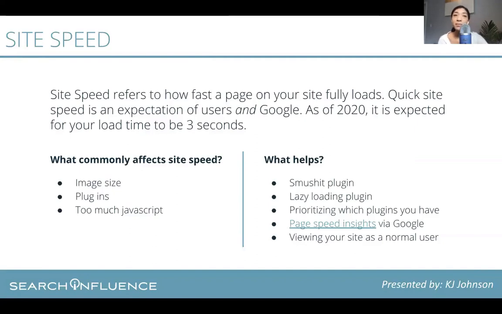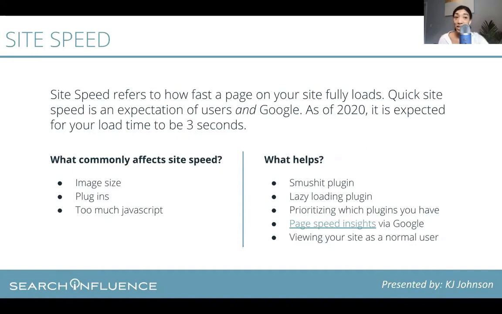To remedy some of these common issues, you can use the Smush It plugin, which allows you to optimize images without sacrificing image quality, or the Lazy Loading plugin, which delays the loading of resources or objects on a web page until they're needed. Since having too many plugins, even the helpful ones, will affect your site speed, you'll also want to make sure that you're prioritizing which plugins you have.